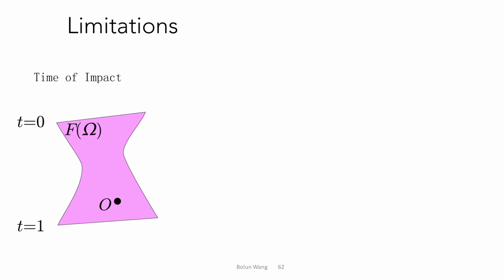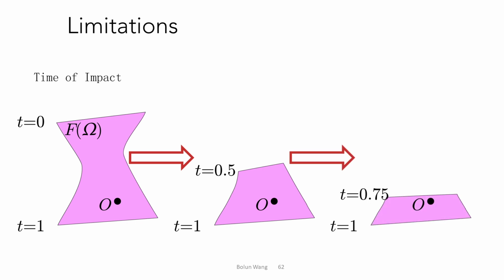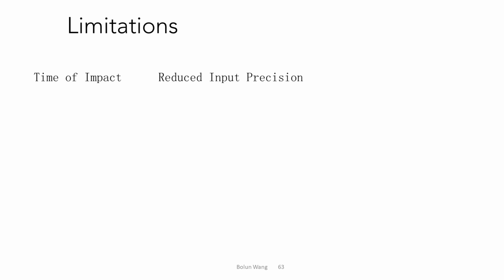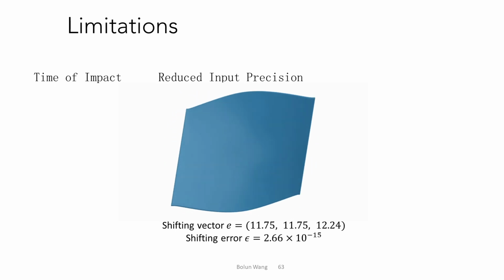There are several limitations in our method. First, our method returns Boolean values indicating if collision happens, but it doesn't directly give the time of impact, although this can be done by a simple bisection process. We can bisect the time interval to have a more and more accurate estimation of when collision happens. Second, our shifting method requires reducing the input precision, but the difference is minor and it doesn't change the simulation in a noticeable way.